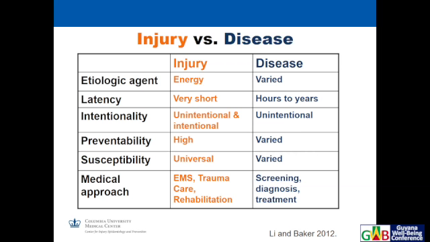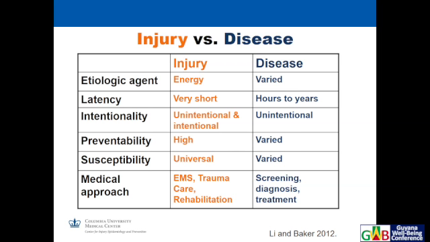First, the etiological agent. As I mentioned, the vast majority of injuries are caused by the acute transfer of energy. The etiological agent of disease depends on the type of disease. It could be genetic, environmental, behavioral, nutritional, or physiological and biological, such as infectious disease. So the etiological agents are much more complex for diseases.